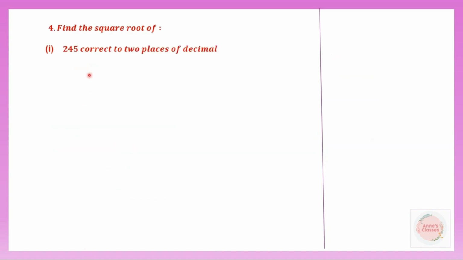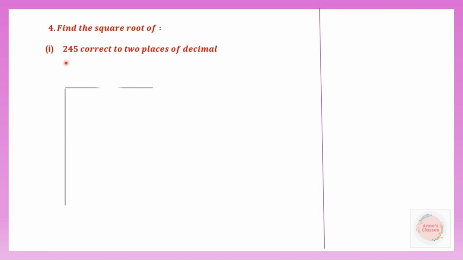Question 4. Find the square root of, the first one is 245, correct to 2 places of decimal. Now let's do this carefully. So here they've given you a whole number and they're saying we have to find the square root of this number correct to 2 places of decimal. So whenever we get numbers like this where they say correct to places of decimal, that means that number is not a perfect square. So it's going to end up as a decimal number.